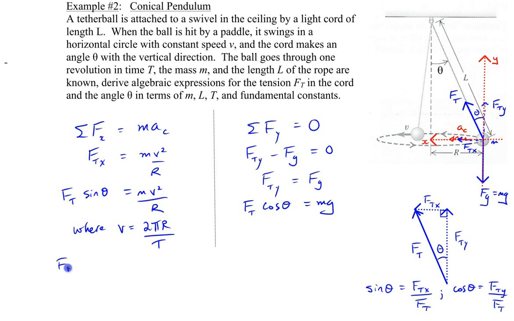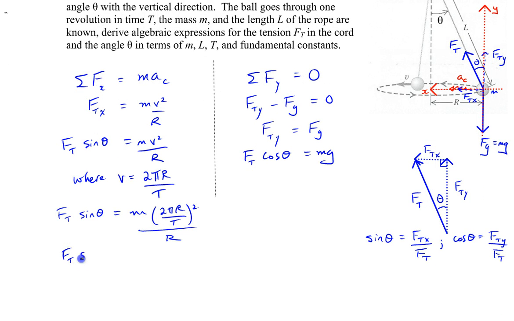So our tension now is FT times sine theta equals m, and then we have 2 pi r divided by T, quantity squared, all over r. So then, just simplifying a bit, we're going to have 4 pi squared, that's 2 pi quantity squared, times an r squared times an m, and then the bottom will have a T squared and an r. And we can see one of these r's will cancel out here.